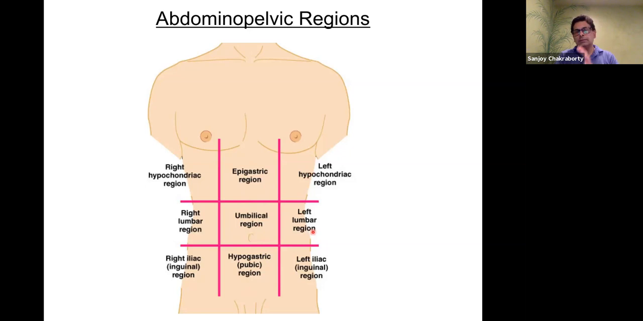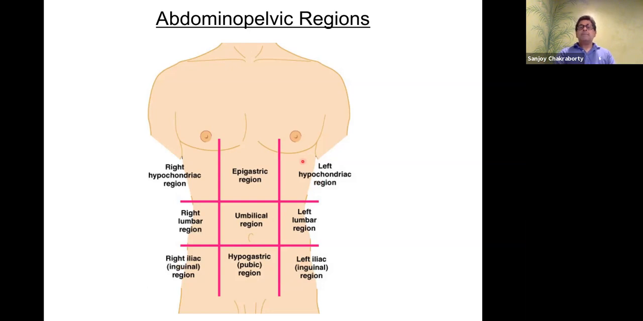Then if you know one side, you automatically know the other side. So that's like lumbar. When I'm sitting in a chair, that's my lumbar support. The chair is actually called lumbar support, because it's supporting my lumbar region. So that's my lumbar, right lumbar and left lumbar. And this is groin, or we can call it iliac, because that bone is the iliac bone, or inguinal region. Inguinal means groin. So this is left inguinal region, right inguinal region.